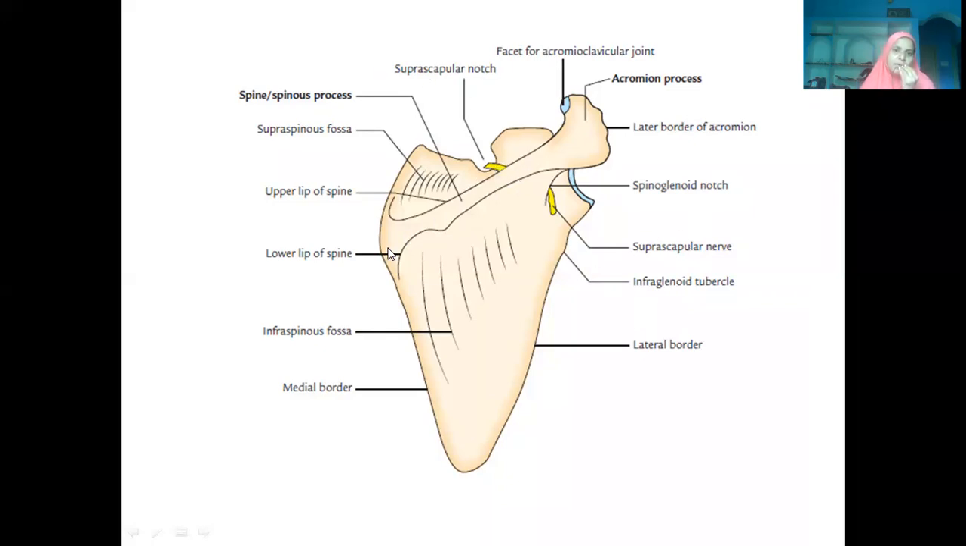Now, what is this projection? I told you, the spine of the scapula. When you look at the spine, it has an upper lip and a lower lip. What is the continuation of the spine? We call it the acromion process. So this upper lip becomes continuous with the medial border of the acromion, oh sorry, lateral border of the acromion.